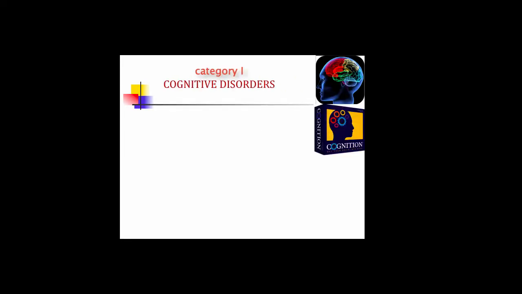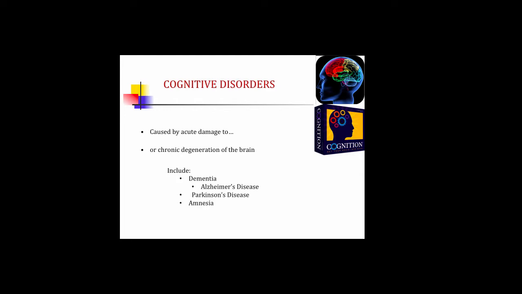The different types of psychological disorders we're going to look at are cognitive and anxiety disorders, as well as mood and psychotic disorders. Cognitive disorders are caused by acute damage to or chronic degeneration of the brain. These disorders include dementia. The most common form of dementia, and the one that we'll be discussing, is Alzheimer's disease. We'll also be discussing Parkinson's, and another cognitive disorder that we're not talking about is amnesia.